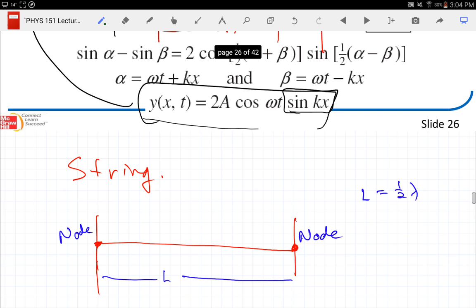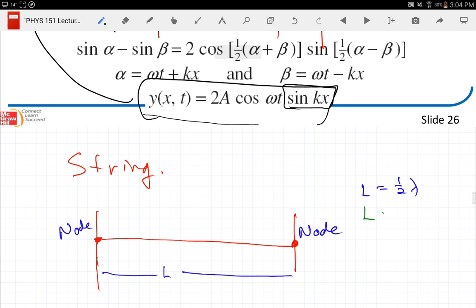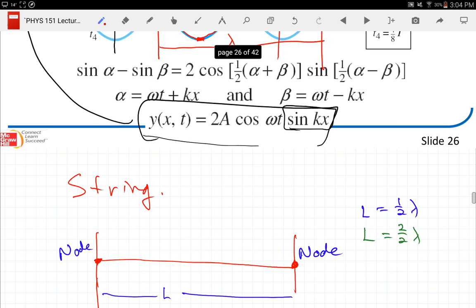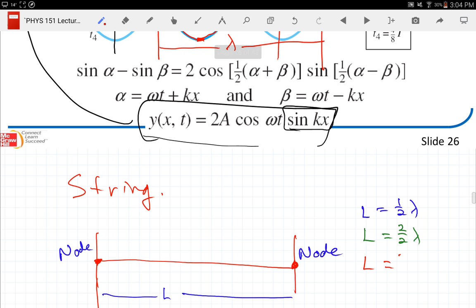A full wavelength. So I could have also had length is equal to 2 divided by 2 wavelengths. Obviously, that's a provocative way of writing it. And then for this picture, the third and final option would be having here is one side and here's the other. How many wavelengths do I have there? 3 halves. And so I have L is equal to 3 halves wavelengths.